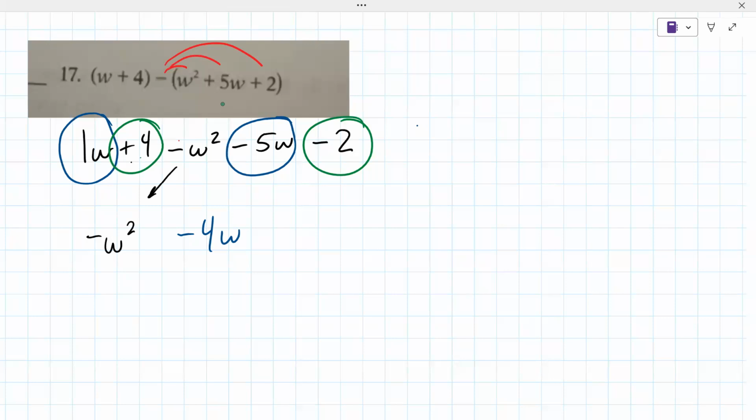So we add these numbers? Yes. Positive 4 and minus 2. What does that become? One's positive, one's negative, so that'd be 2. Yeah, plus 2.